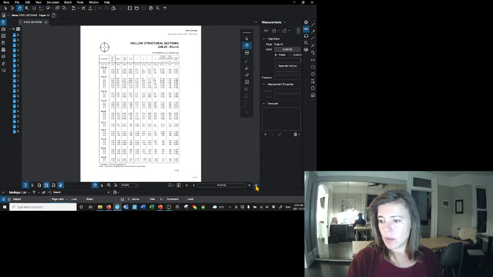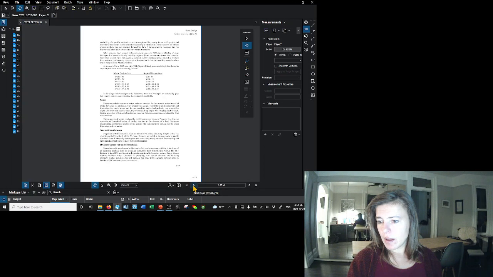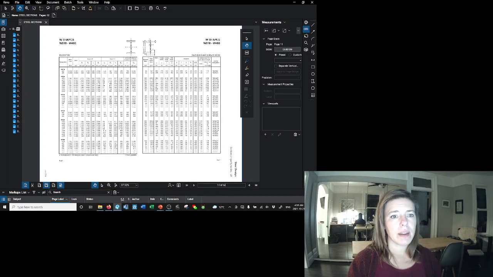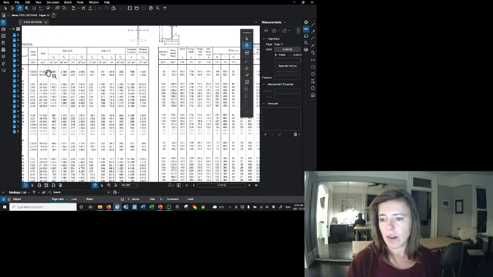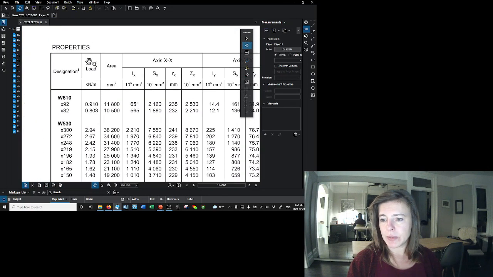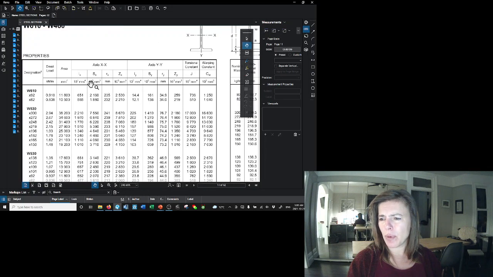All right, so let's go back to the beginning here. Let's come up just a little bit further. Look at this. We have a W610 by 92. It tells us the weight in kilonewtons per meter. That seems handy. We have all kinds of other weird properties here: Ix, Sx, rx, Zx. We don't have a clue what any of those mean. Maybe next week we'll figure out how all of those are useful.